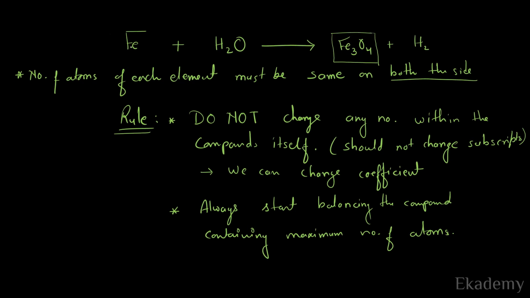So let us start balancing this using these two rules. Again, on the next page, we will write that equation again. Fe plus H2O, and then write the products, Fe3O4 plus hydrogen gas.